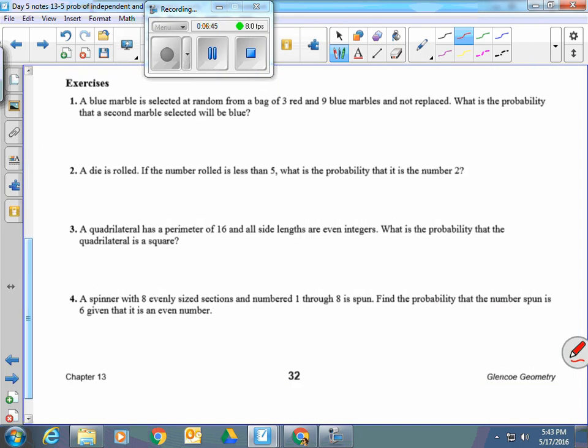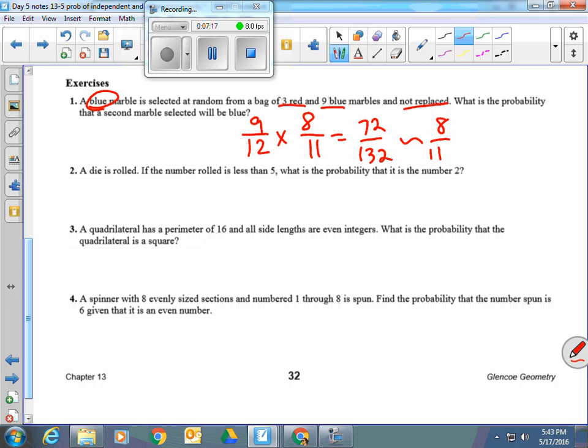All right, so blue marbles is selected from a random bag of 3 red and 9 blue. That means I have 12, and I want to pick a blue one, so that's 9 out of 12. And it's not replaced, so now I only have 11 marbles in the bag. What's the probability that the second one would be a blue? Well, remember, we've already taken 1 blue out, so that means that there's only 8 in the bag. So that would give me 72 out of 132. And if I reduce that, it's 8 over 11.